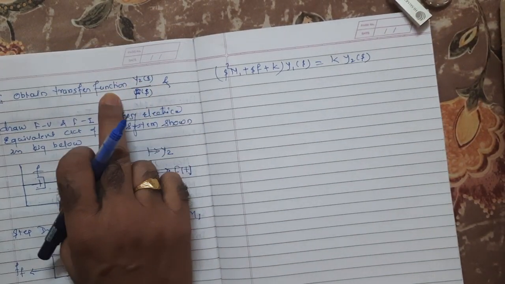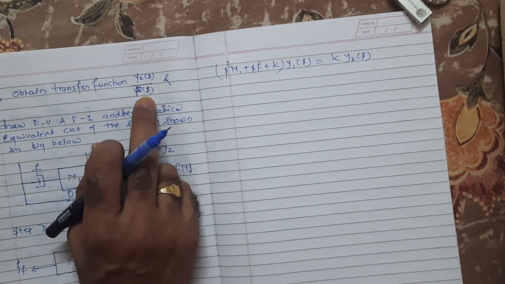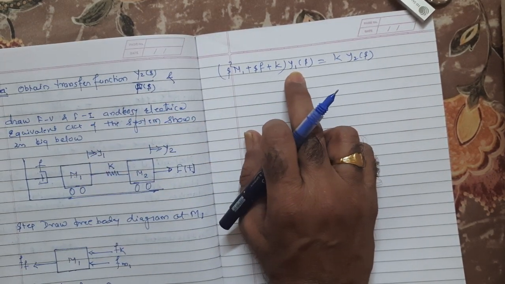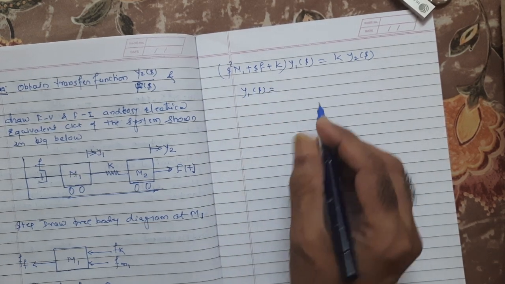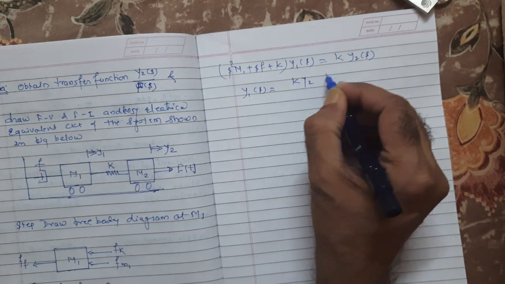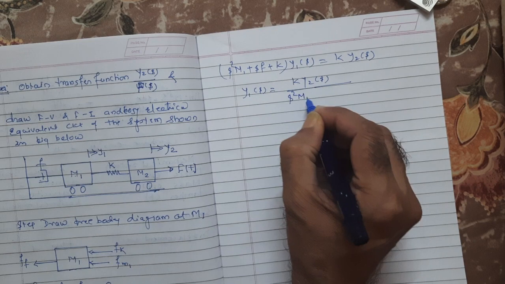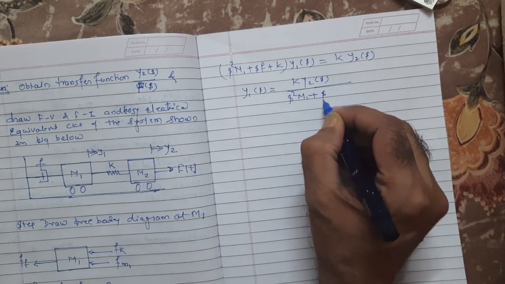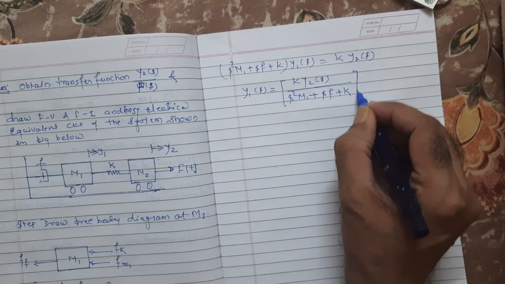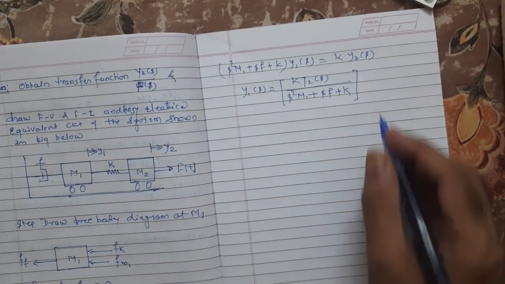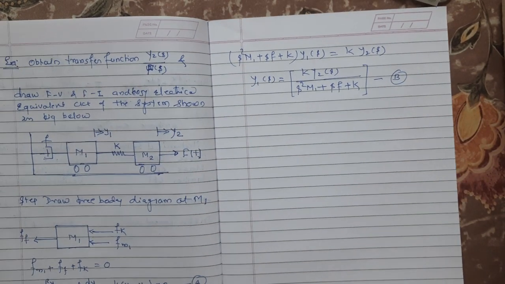Now we want the transfer function in terms of y2 divided by f. Here the term is y1, so we can write y1 of s equals k multiplied by y2 of s divided by m1 s square plus f s plus k. These equations we get. Let's say this equation is b.